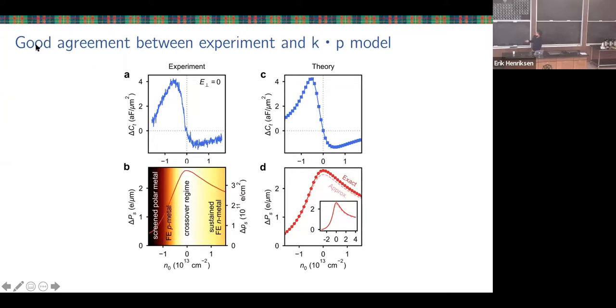Okay, yeah, and I guess that's the punchline, which is that there's very good agreement between our experiment and the k dot p, and it looks like at large hole densities, it's basically just a screened polar metal, but at large electron densities, you basically have this sort of sustained ferroelectric and doped metal for a relatively large density.